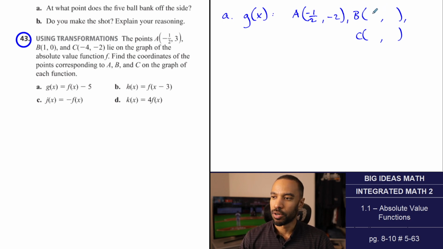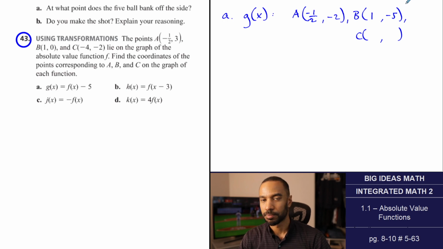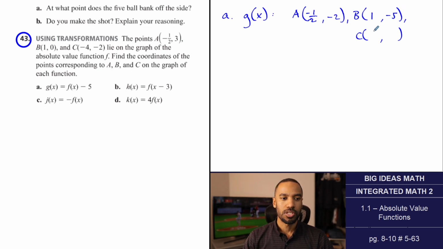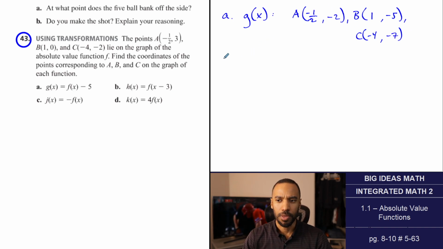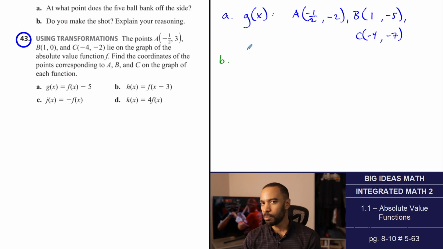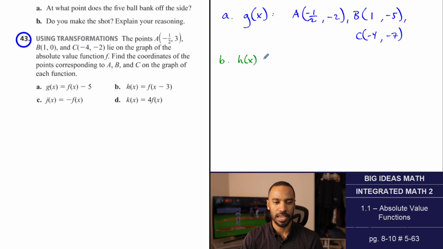B was at 1, 0. Now this B is at 1, negative 5. 5 units down. C was at negative 4, negative 2. Now C is at negative 4, negative 7. Hope that makes sense. The tricky part is identifying how it's being applied, and I think it might make less sense in this next one. Let's see if you can understand it.